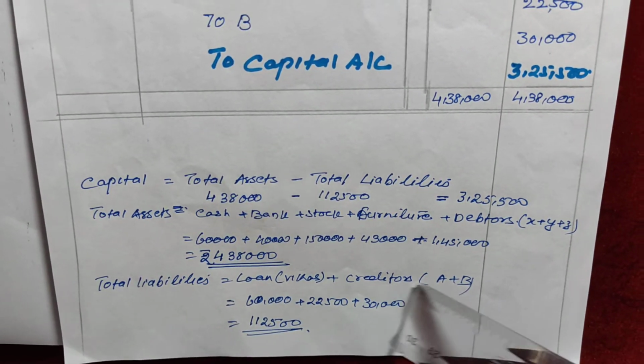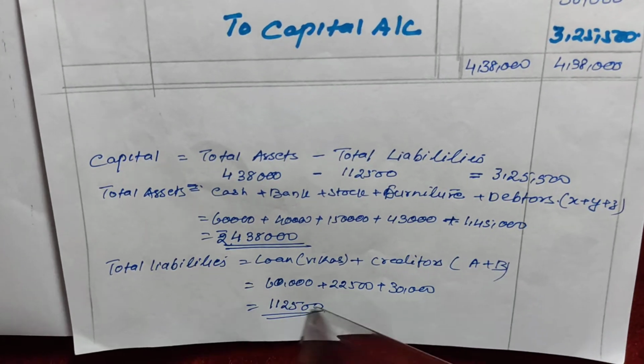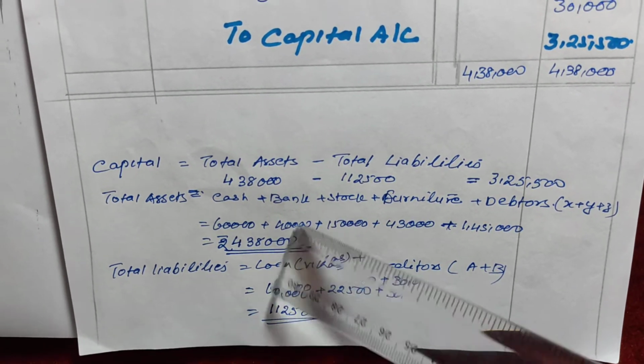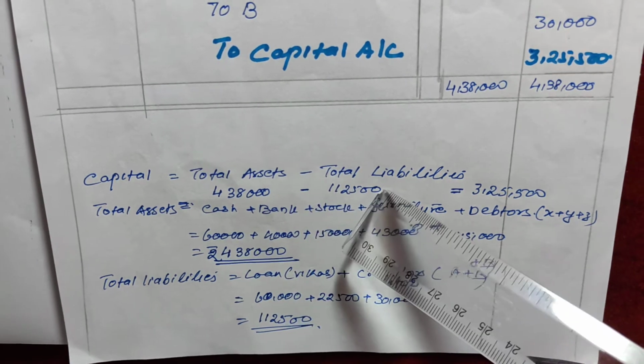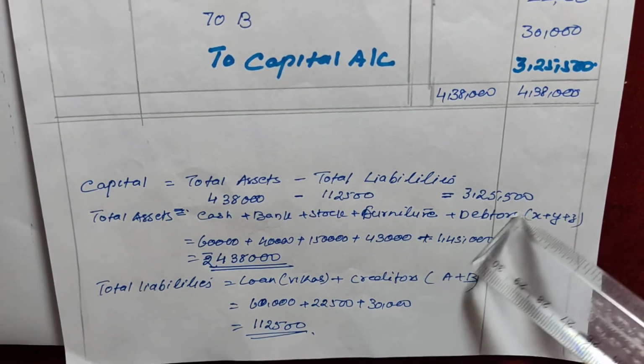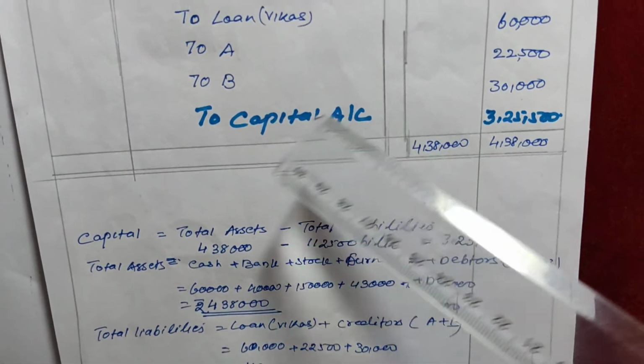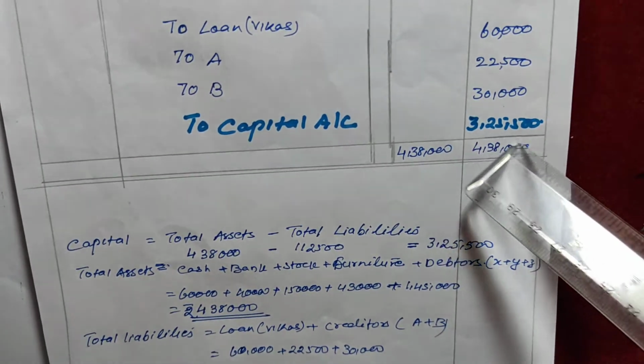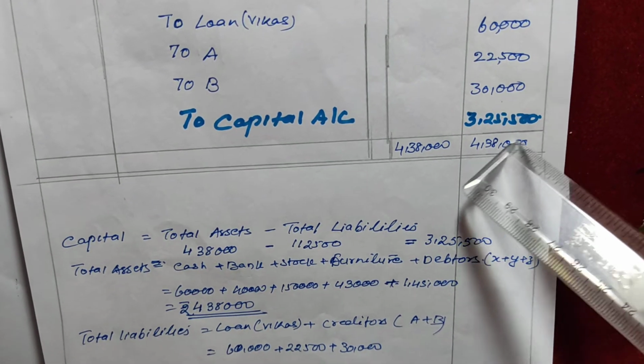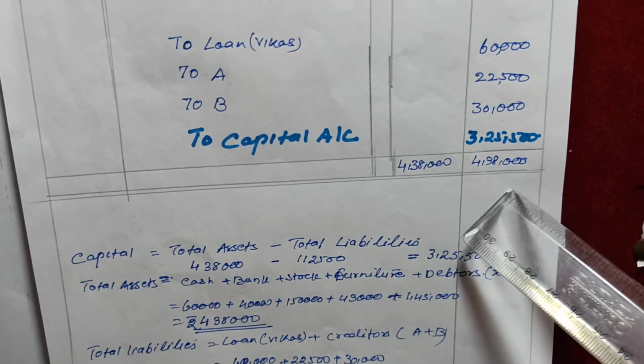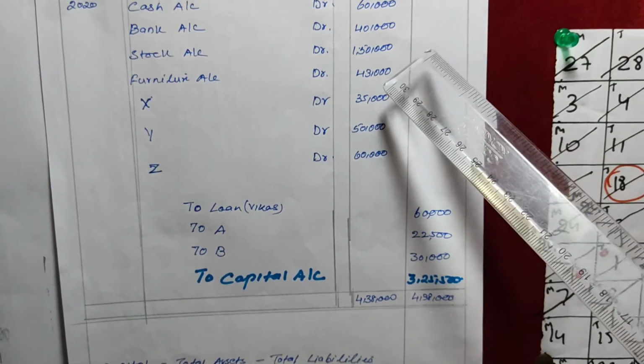Okay, the next is total liabilities: loan, Vikas, creditors A and B. Total of creditors is 1,25,000. Okay, now we have got total assets and total liabilities, and this difference is your capital. Then we'll write to capital account 3,25,500, and then we will do the total. In this way you have to prepare the opening entry.